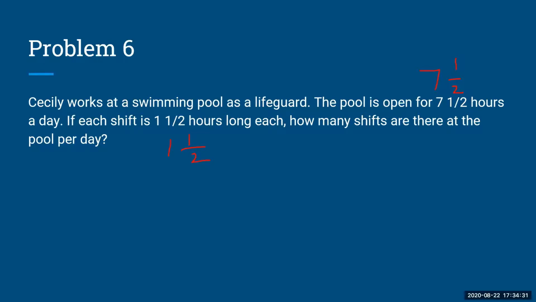Are you sure you're dividing in the right order? Because the hours of operation total is 7.5 hours, and each shift is 1.5 hours. Catherine, that is not right. What did you do? You got 50 over 6. Are you sure you're dividing?